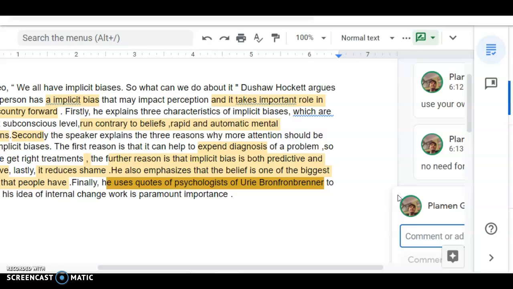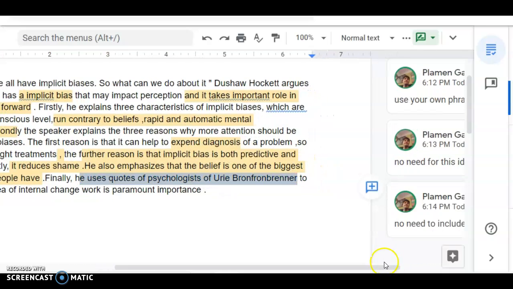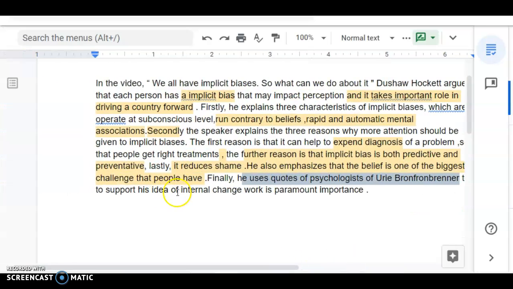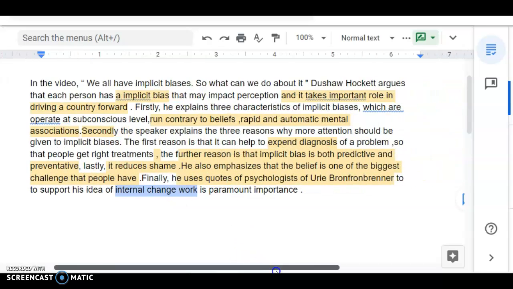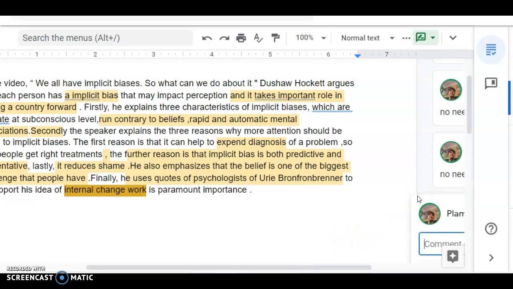Finally, Hockett concludes by blah blah blah. So no need to include this. Hockett concludes that by the internal change work. Again, these are his words. I would recommend using your own phrasing. You can just say we need to start from the inside. We need to examine ourselves first. We need to address our own biases first before we can start producing positive change in the world around us, or something like that. So rephrase this one with your own words.